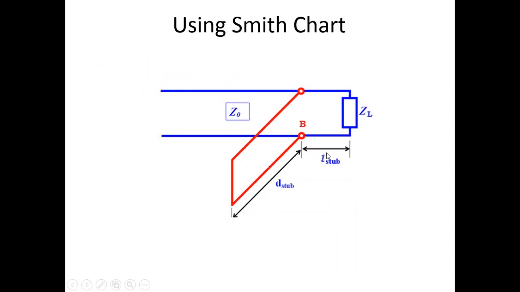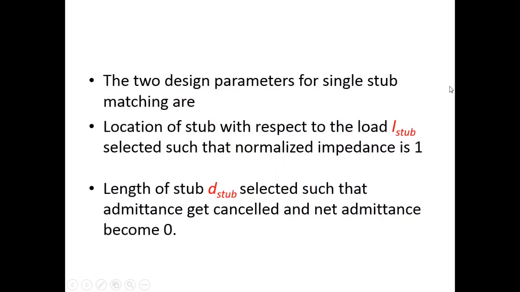So again, two things to calculate. One is L stub and the other is D stub. D stub is the length of the stub and L stub is the distance of the stub from the load. So you need to calculate these two values. And I will explain the method to calculate these two parameters, or the method of designing stub matching based on Smith chart. All these I have explained already. First is the location of the stub or distance of the stub from the load given by L stub, and that is calculated such that we are selecting a point where the normalized impedance is 1.